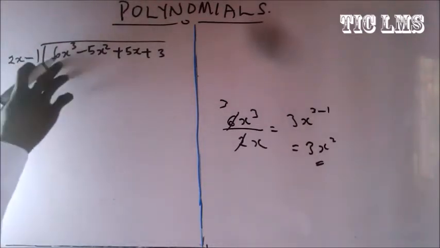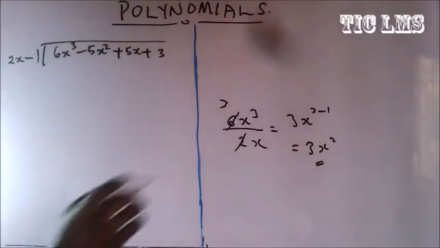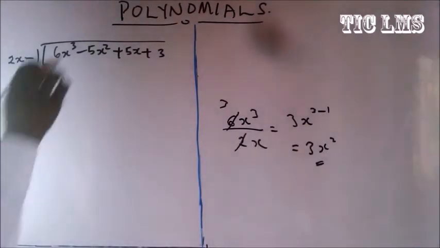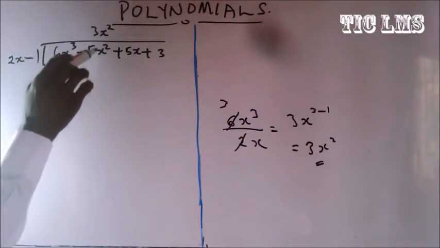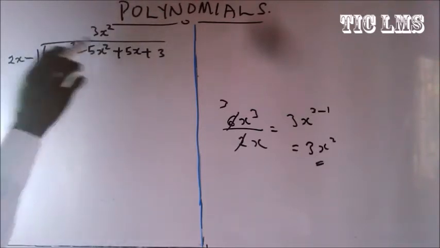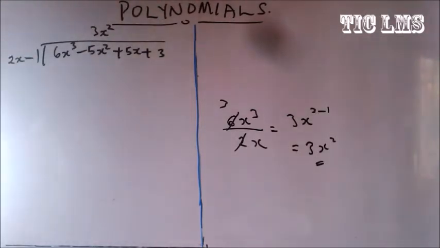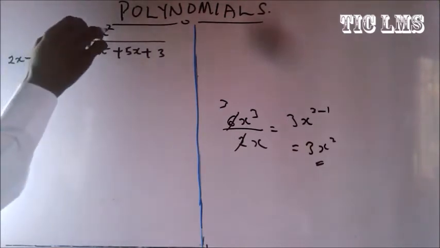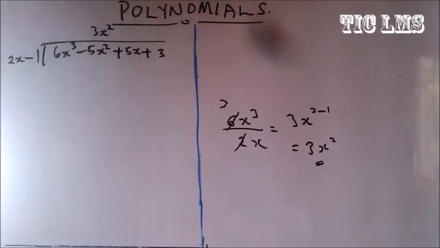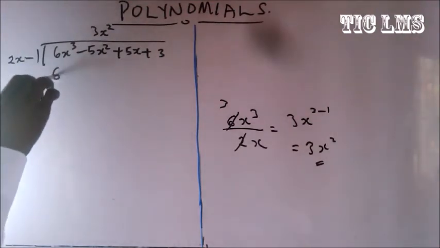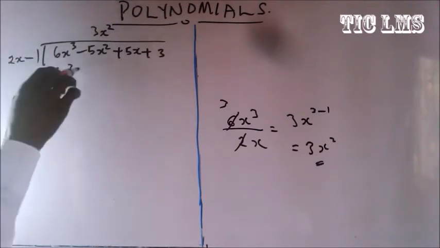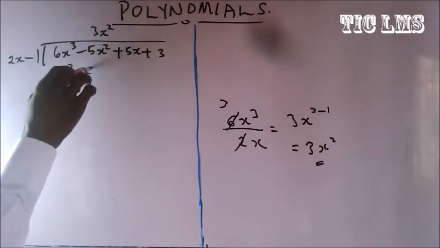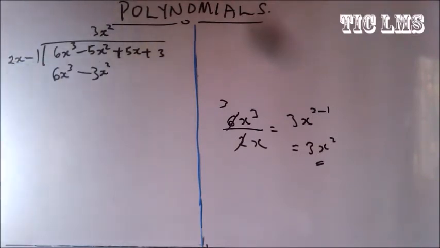So 2x into 6x cubed gives 3x squared. And so we have a 3x squared written here. It is written directly above the 5x squared. Next, you will now use this 3x squared to multiply 2x. So 3x squared times 2x gives 6x cubed. And then 3x squared times minus 1 gives minus 3x squared.